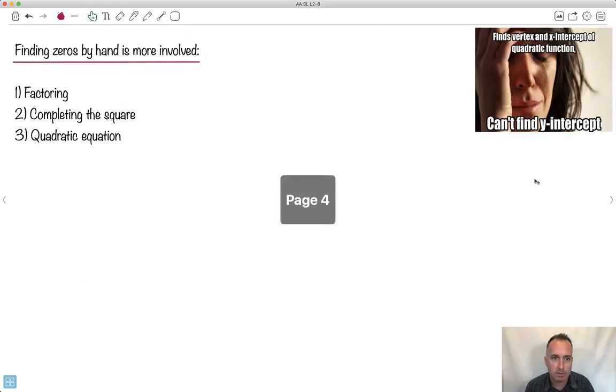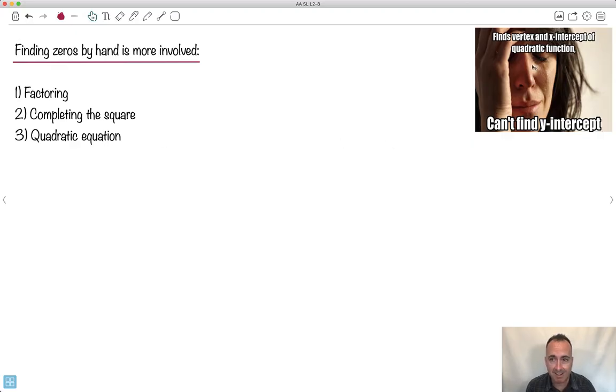What happens when you don't have a calculator for it? What if you have to do it by hand? Well, then it's much more involved. And I've got videos that I'm going to show you where I show you how to do it with factoring, by completing the square. I'm going to show you how to complete the square to generate this thing called the quadratic equation. We're going to use that. We're going to do discriminants.